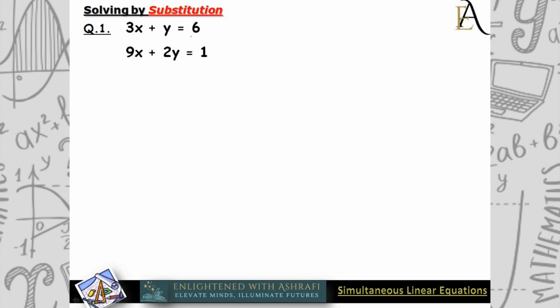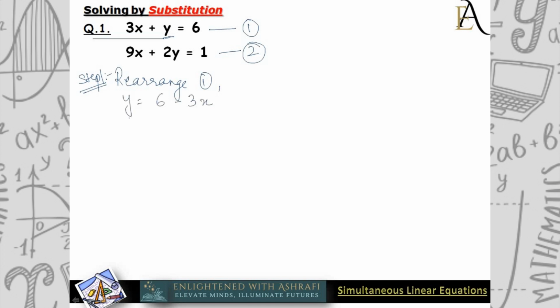3x plus y equals 6, let this be your equation 1. 9x plus 2y is equal to 1. Now here we have two linear equations to solve by the substitution method. Substitution method means we will make one variable the subject. So over here, making y the subject is easier. So let's rearrange equation 1. Let this be our step 1. So we get y equals 6 minus 3x.